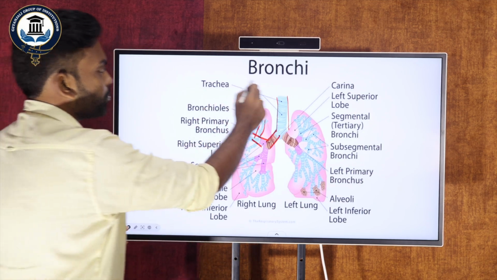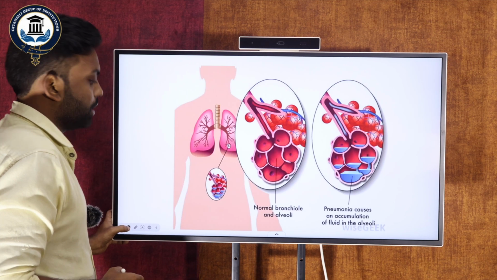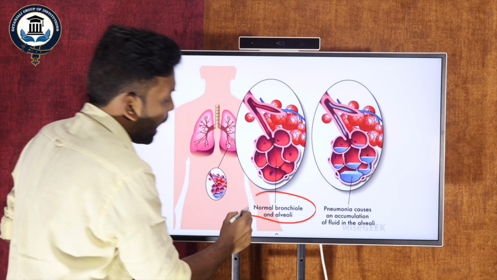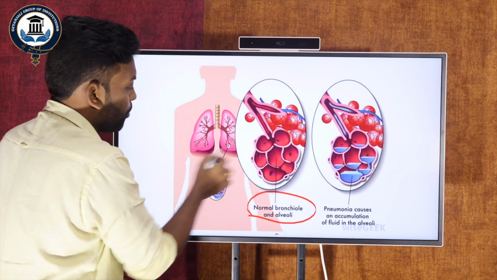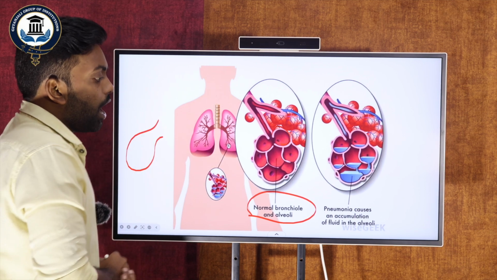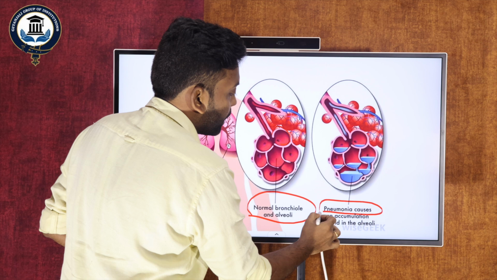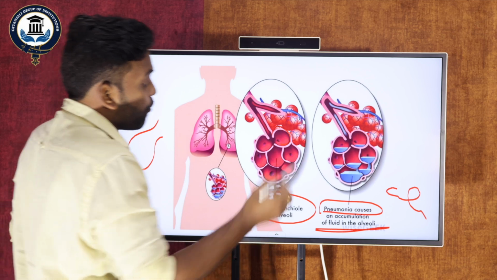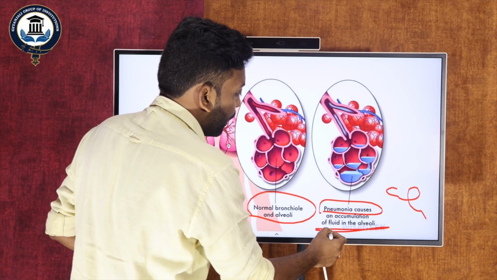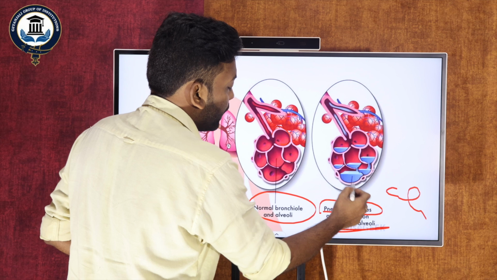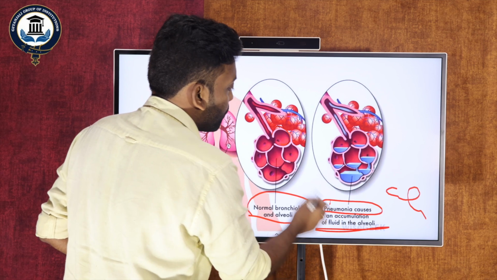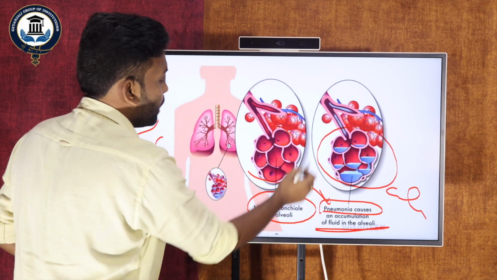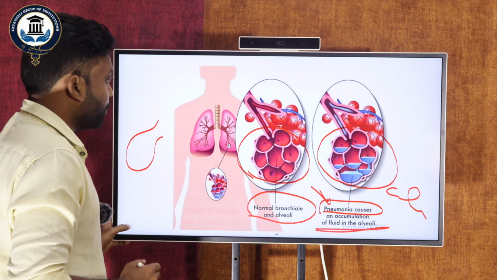So this is about the division and diagrammatic presentation. You can see in the diagrammatic presentation what a normal alveoli looks like. It is a pouch-like structure. But in the case of pneumonia, there is clinical significance: when you find fluid within the alveoli, that is called pneumonia. So this is a pneumonia alveoli and this is a normal alveoli. That is the significant difference you can find.